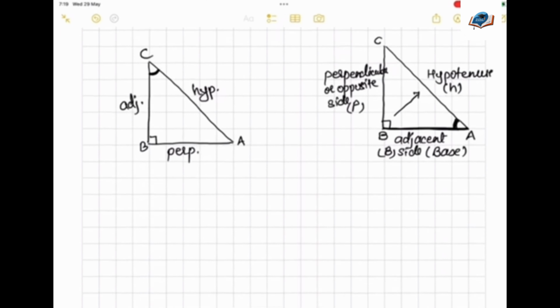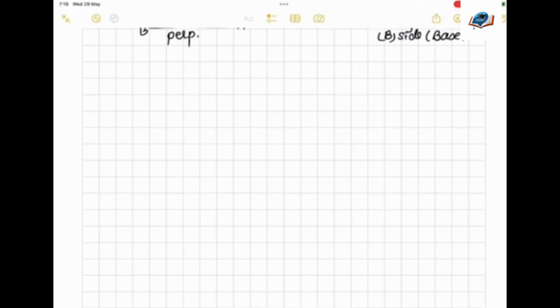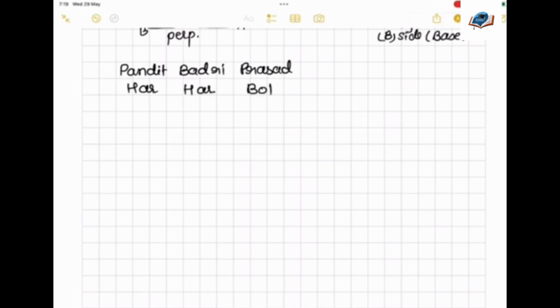Now to remember the formulas of sin theta, tan theta, cos theta, we have a technique. Pandit Badri Prasad Har Har Bole, Sona Chandi Tole.